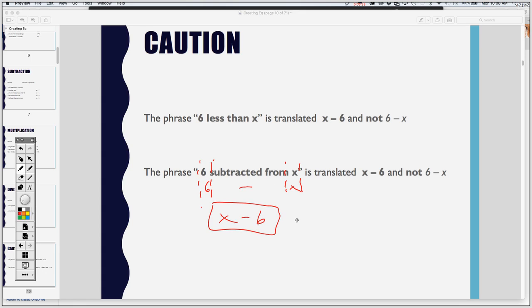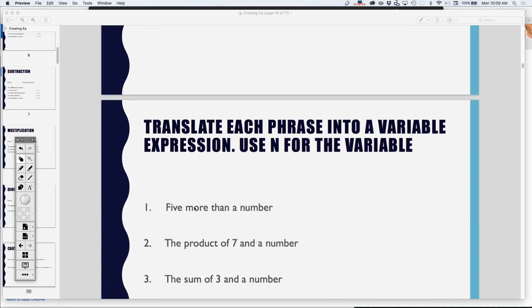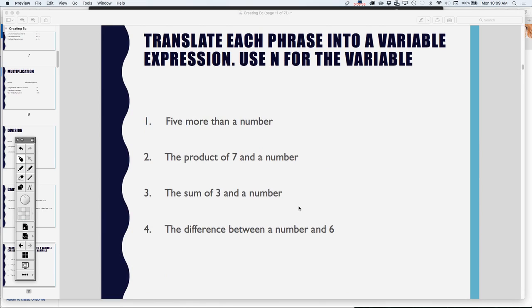So add subtracted from. Translate each phrase into a variable expression. Use n for the variable. All right, go ahead and take about 5 minutes to work on this. Copy each one down and translate it. Use the list that you copied down to help you out. Pause the video and work on these 4. Make sure that you have this done if you're doing the video, and turn this in with everything else.